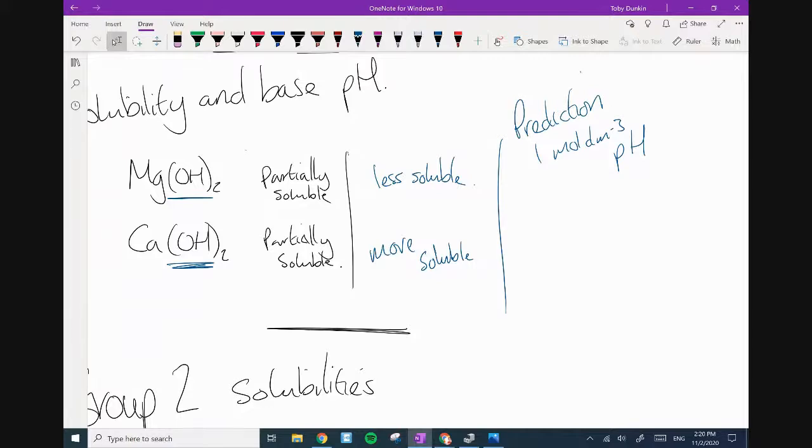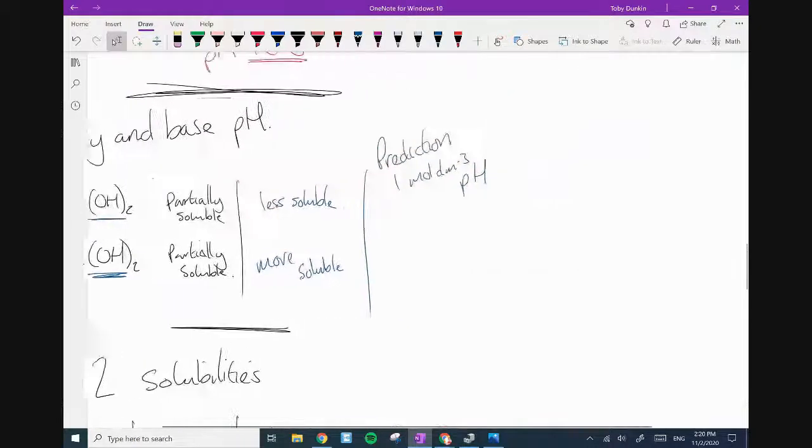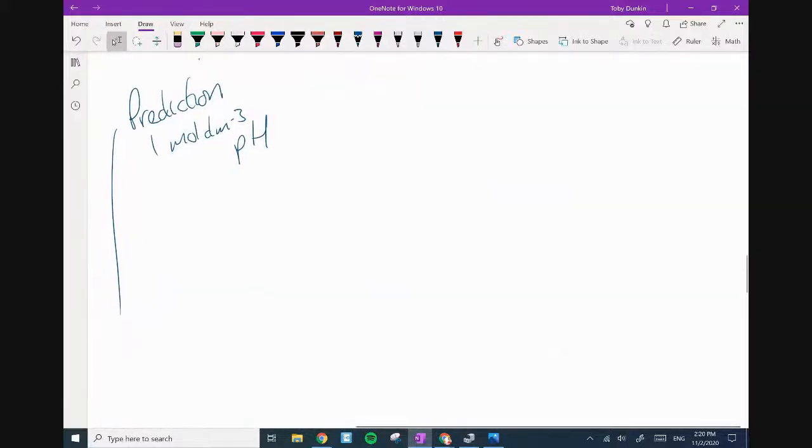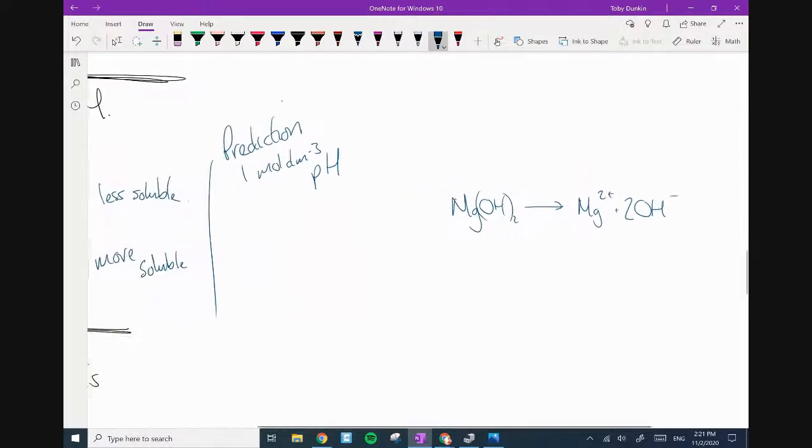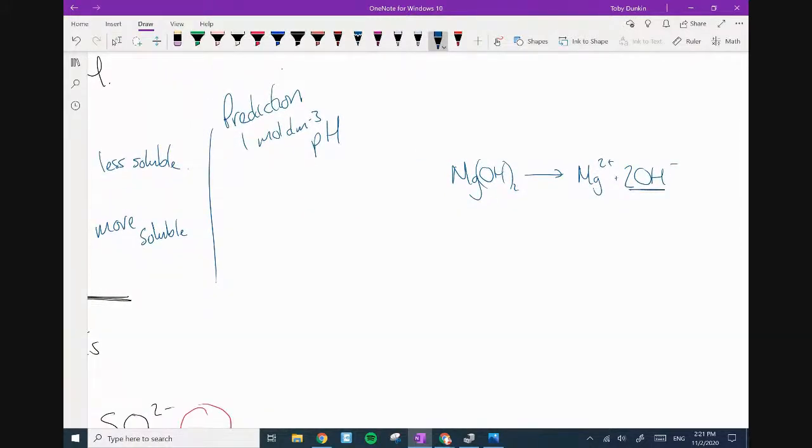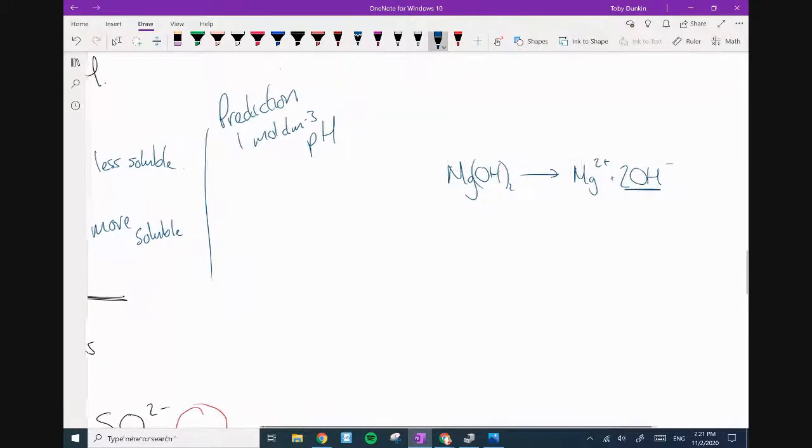So what prediction will we make? Well, they're going to be above 7, group 2. Magnesium hydroxide is really very low in solubility. It's very, very low. But there's a kicker. When magnesium hydroxide dissociates, when it does dissolve, I get 2 hydroxide ions per formula unit. So even the small number of magnesium hydroxides that do dissolve, I'm still going to get quite a few OH minuses. Same with calcium.